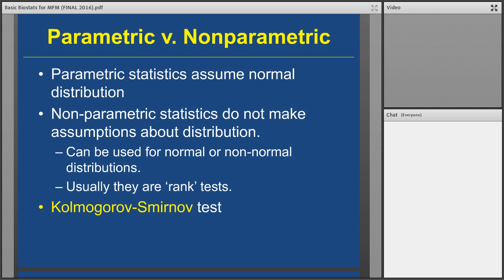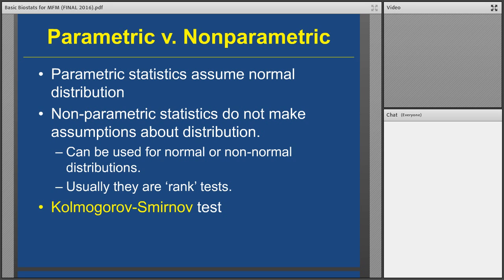The thing about nonparametric statistics is it's not just that you have to apply them to non-normally distributed data, but you can apply nonparametric statistics to normally distributed data. It just is not as tight an analysis, and you will not necessarily get significance when you see significance. And generally, the nonparametric statistics are just rank tests. So when you see something called a rank test, that's generally a nonparametric statistic.